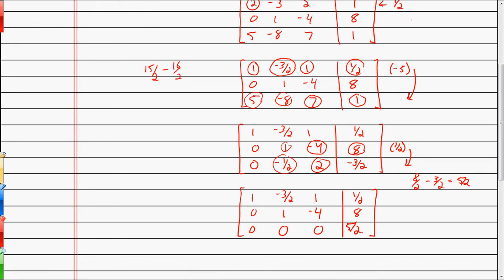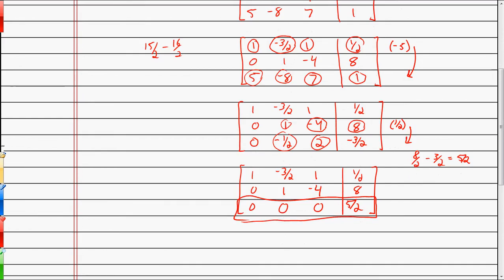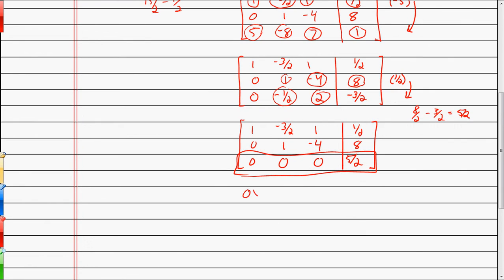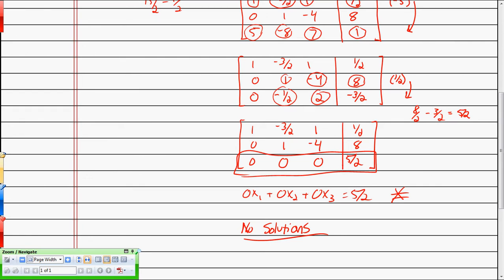Doesn't much matter what it is, because if you look at this last row, as long as it's not 0, this last row says 0 times x1 plus 0 times x2 plus 0 times x3 equals 5 halves. And that cannot happen. So in this case, there are no solutions. Right? So problem number 2, no solution. So I'm guessing if problem number 1 had a unique solution, problem number 2 had no solutions, I'm guessing problem number 3 has infinitely many solutions.